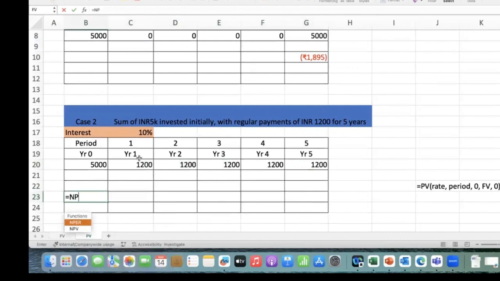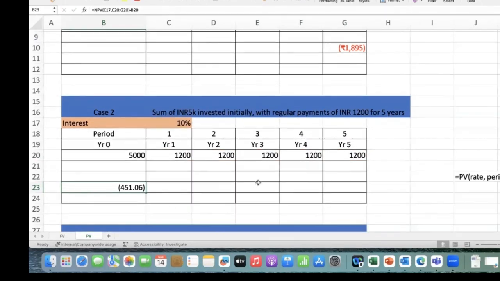Equal to NPV, opening bracket, 10%, comma, my series of inflows, close bracket, then I subtract my initial outflow. What we see is it is negative. That means considering a discount rate of 10%, the value of my future cash flows of 1,200 per year for the next 5 years today is less than even 5,000. Hence, it is not a good business deal.